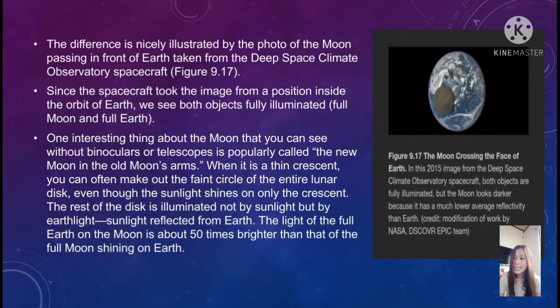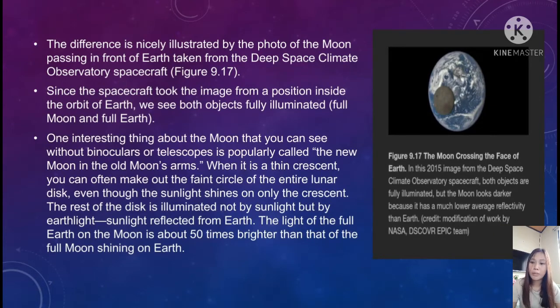This difference is nicely illustrated by the photo of the Moon passing in front of Earth taken from the Deep Space Climate Observatory spacecraft, as shown in figure 9.17. Since the spacecraft took the image from a position inside the orbit of Earth, we see both objects fully illuminated, which is the full Moon and full Earth. And by the way, you cannot see much detail on the Moon because the exposure has been set to give a bright image of Earth, not the Moon.